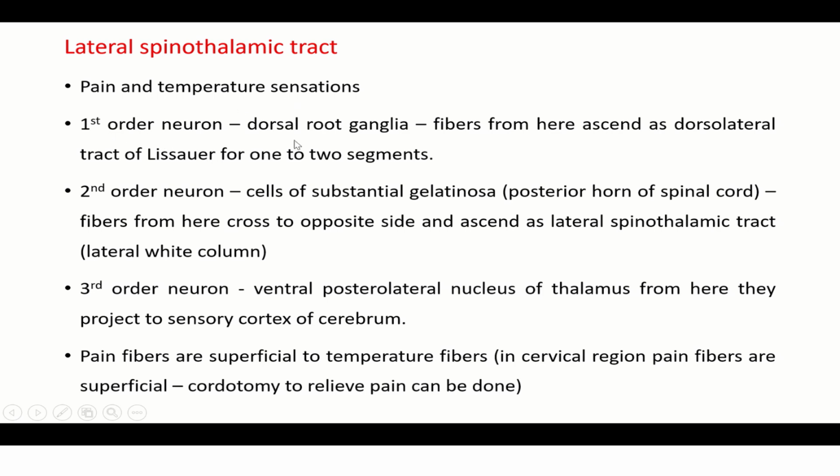The first order neurons, again the same, dorsal root ganglia. The fibers from here ascend as the dorsolateral tract of Lissauer for 1 or 2 segments. Then they relay into the substantia gelatinosa, which is present in the posterior horn of the spinal cord. And the fibers from here cross to the opposite side through the anterior commissure and ascend as the lateral spinothalamic tract in the lateral white column.